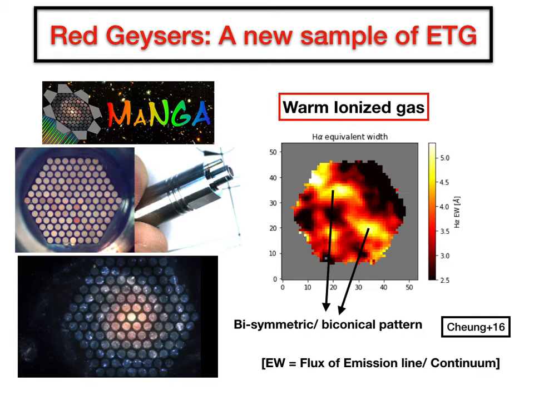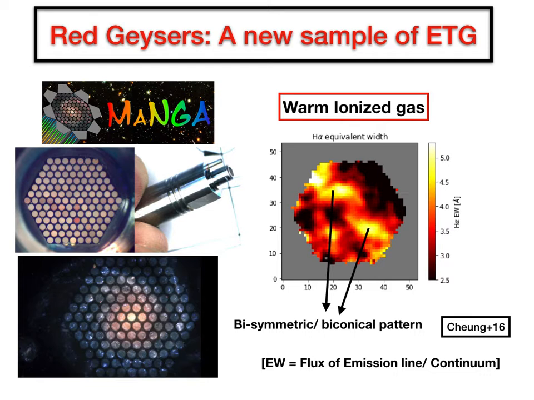My work uses data from many surveys and instruments, but I wanted to specifically mention the MaNGA survey. MaNGA is a part of SDSS-4 and it is an IFU survey that looks at nearby galaxies. Using MaNGA, we now have spatially resolved information across each galaxy and for thousands of galaxies. And while looking at all this data, we found this interesting sample of early type galaxies that look something like this.